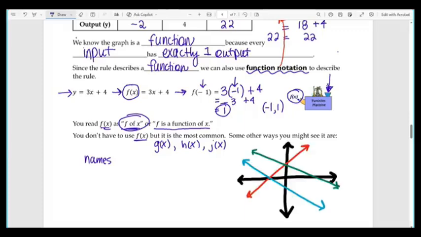So as you see here, I have 3 lines drawn on the same graph. Well, how nice to name them, right? Maybe this one's g of x. We could call this one h of x and the red one j of x. That's all it is, just a name. So don't be intimidated by it.